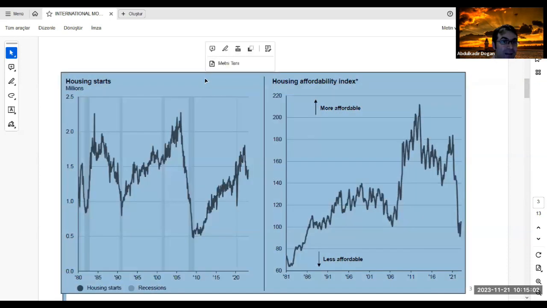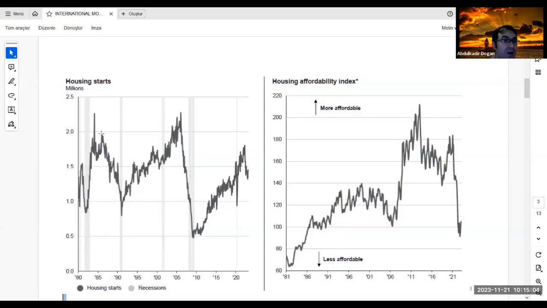Okay. And if you follow the house price and housing starts, how can I say that? How many houses started to be built in your country? This is exactly what this index measures. And during the crisis period, during the recession period, housing starts decrease sharply, as you see in the picture.